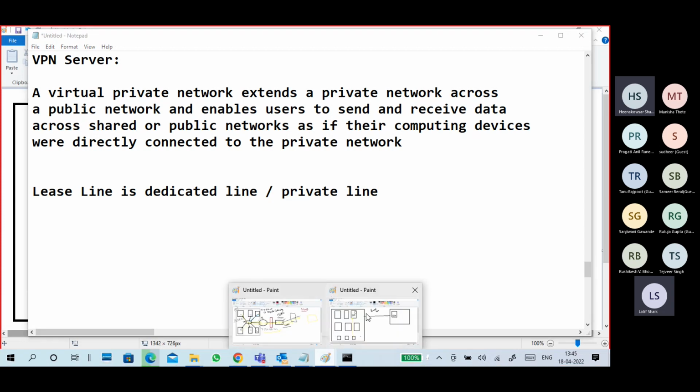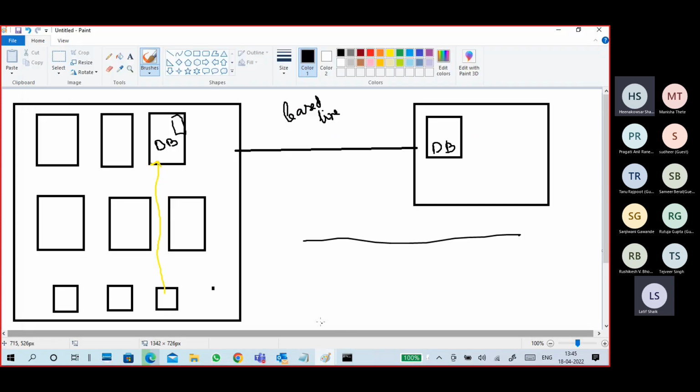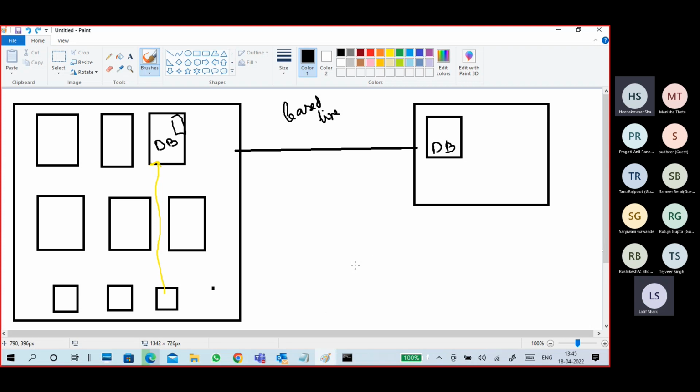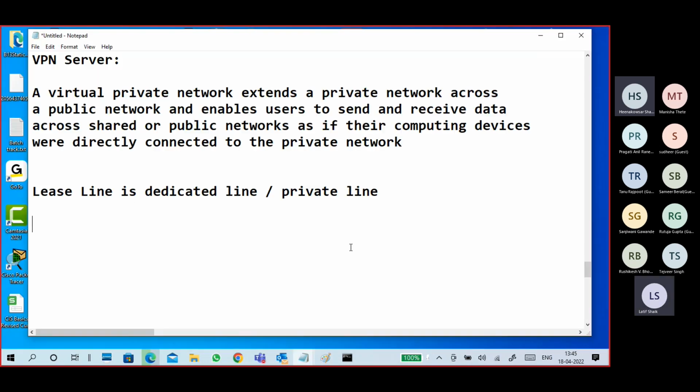For example, you have a big wide road. I took a separate line, only for a particular organization. Like a parking area: you have a building, and this parking area is for this office purpose only. So you are giving a particular line. So this is the leased line, dedicated line.